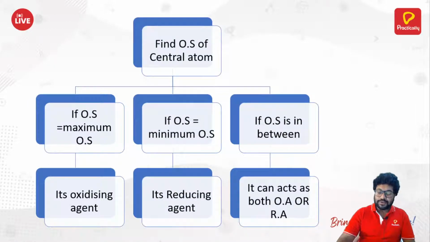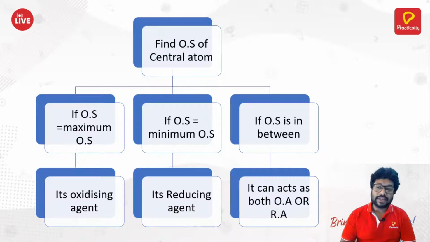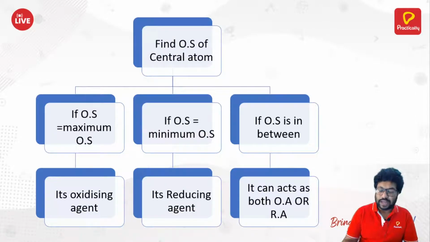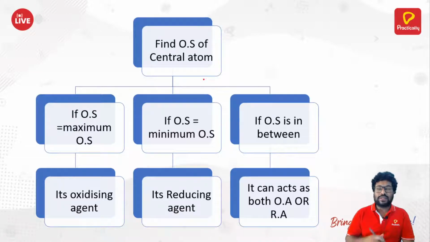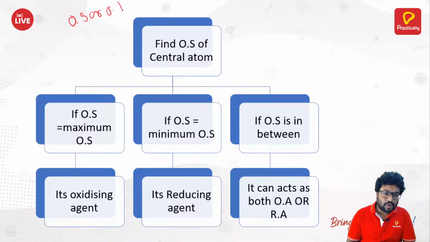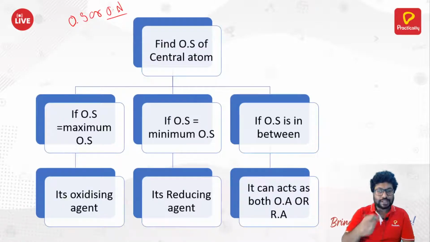Now how can we come to know whether a given atom or given species is an oxidizing agent or reducing agent? How can we do that? See, first find the OS. OS means oxidation state. Now this abbreviation we will use quite often. We'll either use OS or we'll use the ON. ON stands for oxidation number, OS stands for oxidation state. Both are one and the same thing. So find the OS of a central atom.